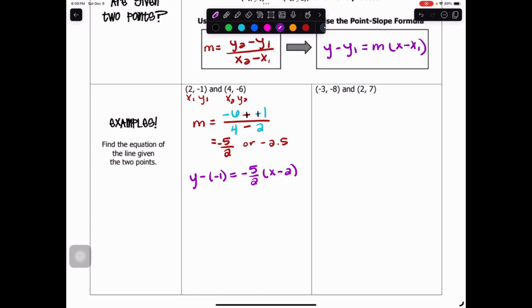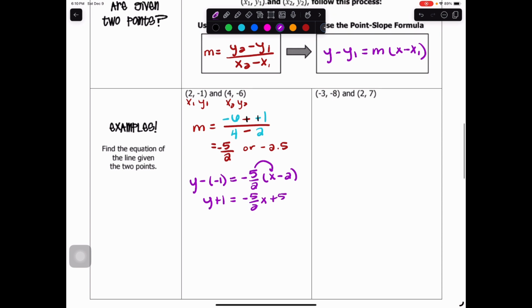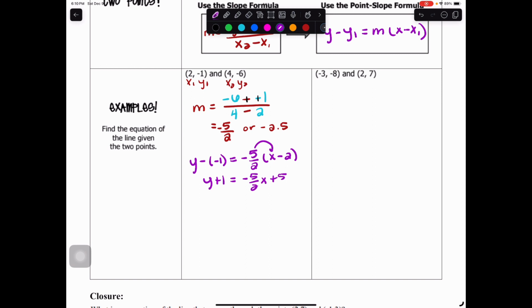So then we can simplify. The double negatives there is going to make this y plus 1 equals. And then you're going to do -5 halves times x, which is -5 halves x. And then -5 halves times -2, which would be +5. So in order to get y by itself, we would subtract 1 from both sides. And we get y equals -5 halves x plus 4. And we have our equation.